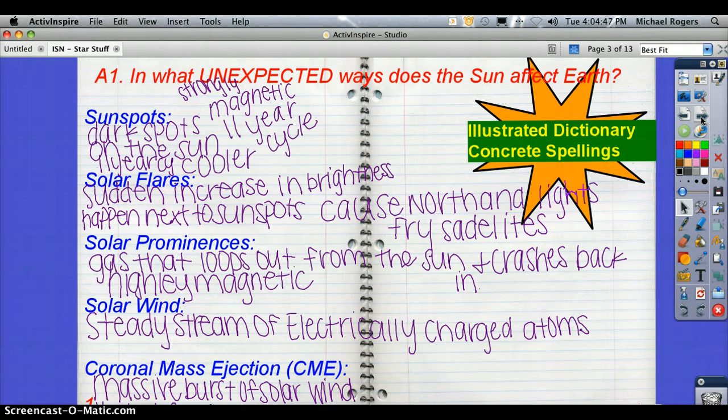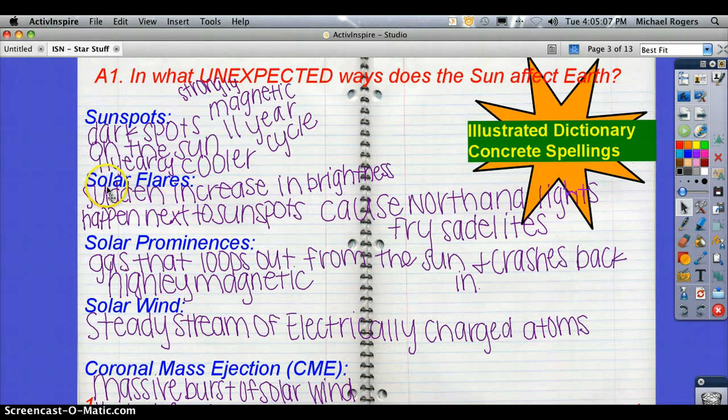This would obviously be page 1 in your ISN. And here we have just some simple definitions. And you'll have to forgive the handwriting here, but this is what we captured in our last class. So with sunspots, remember that they're dark spots on the sun, that they're cooler than the rest of the sun. They are strongly magnetic, and they follow an 11-year cycle.